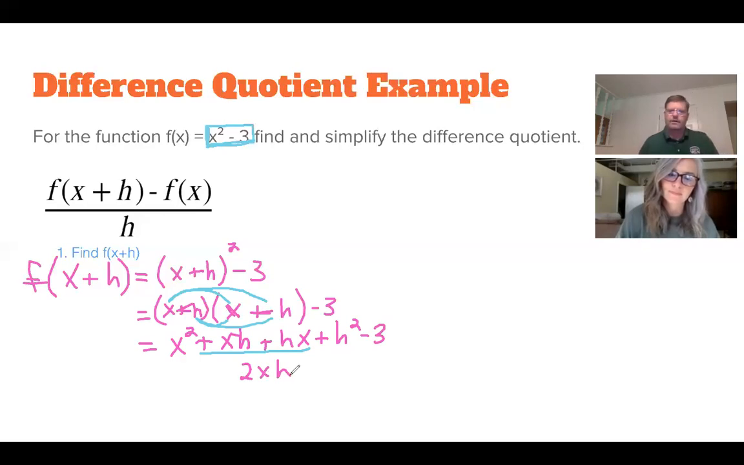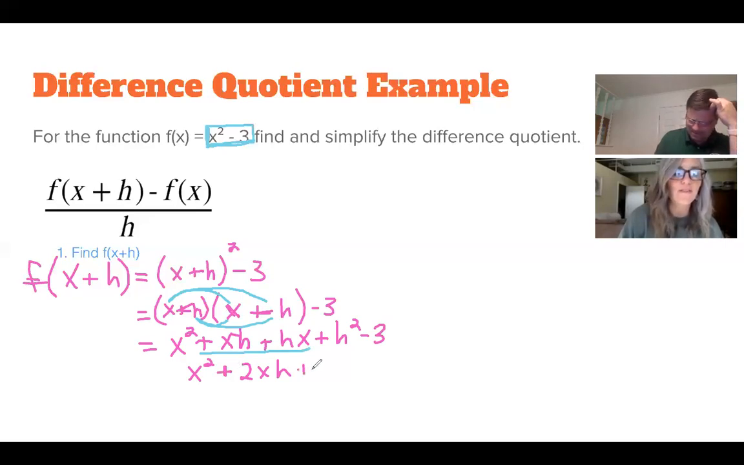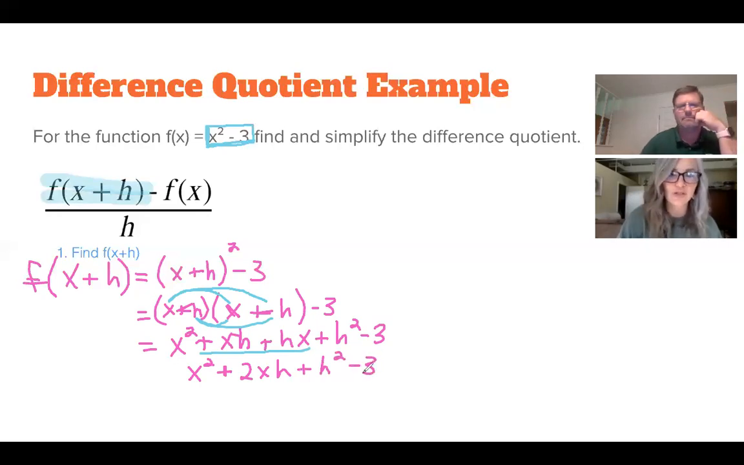And now I don't have any other like terms. Right. So that's f. Why don't we fill that in? So we have x squared plus 2xh minus 3. Now that's our first part. What we just did here is we found only this part of this formula, only the f of x plus h piece. There's a whole other couple pieces here.